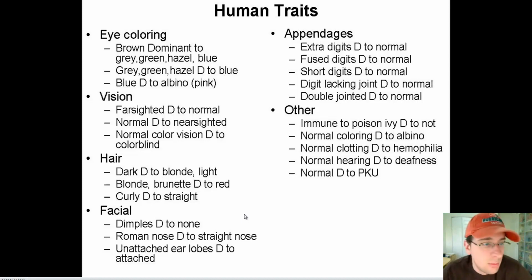Short digits are dominant to normal digits. Lacking joints is dominant to normal joints, and that's the people who are double jointed, for example. Also dominant over normal digits. Being immune to poison ivy is dominant over not being immune, but that's actually rare. Normal coloring is dominant to being albino, so that's actually more common. Normal clotting is actually dominant to being hemophilic, so hemophilia is a recessive trait. Deafness is also recessive, and so is PKU. We talked about these things.